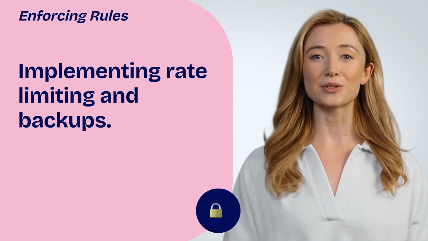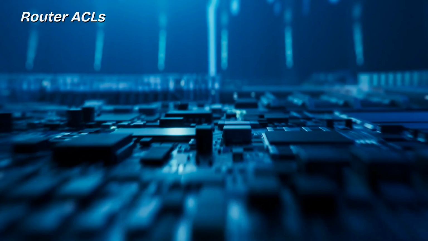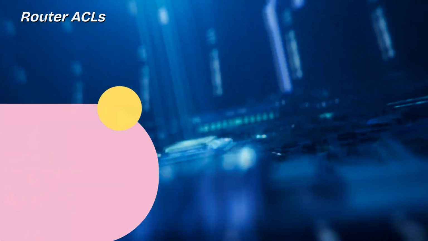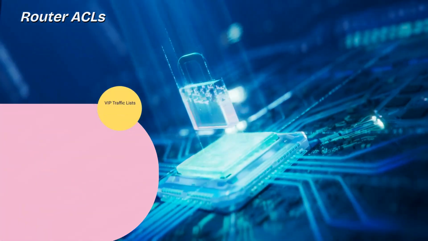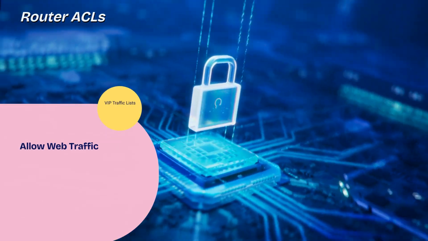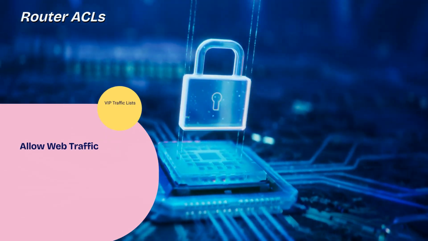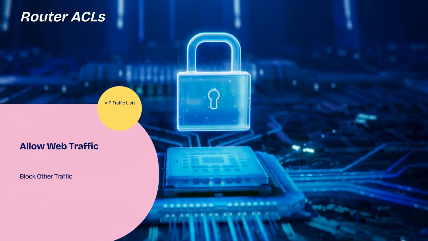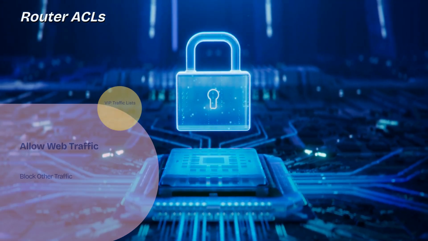To enforce these rules, we use router ACLs. They're like VIP lists, allowing only specific traffic through. For instance, only allowing web traffic to your online store, but blocking everything else. This means only HTTP/HTTPS traffic would be allowed, and anything else would be denied.